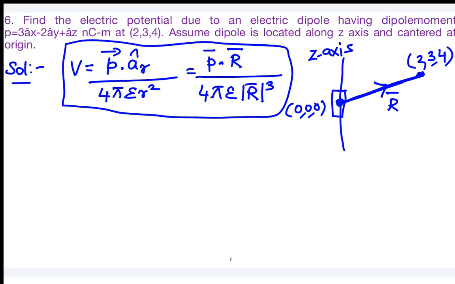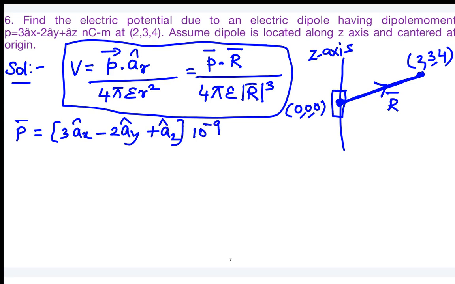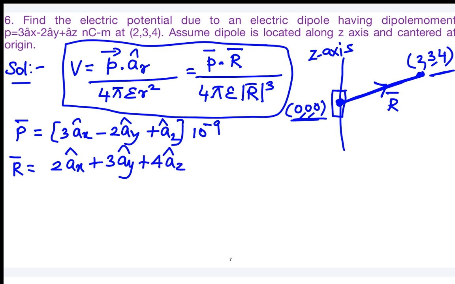First of all, the value of P given here is 3ax cap minus 2ay cap plus az cap nanocoulomb meter, meaning 10 power minus 9. The vector R bar can be written as the end point minus the initial point: 2, 3, 4 minus 0, 0, 0. So we straight away get 2ax cap plus 3ay cap plus 4az cap. The modulus of R is root over 4 plus 9 plus 16, so you get 29 power 1 by 2.